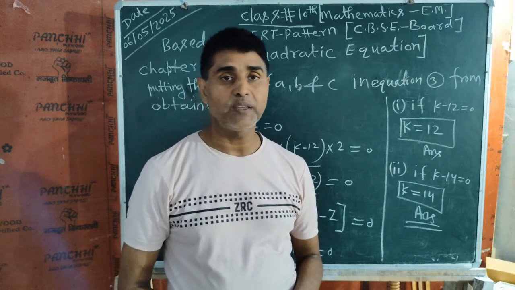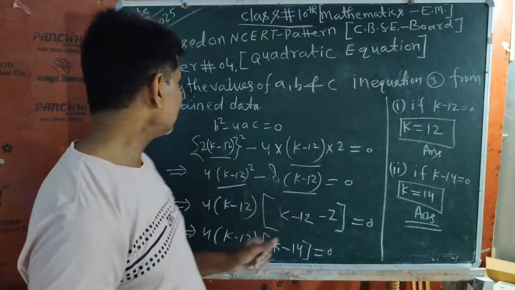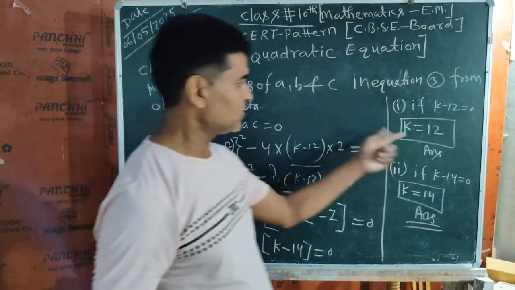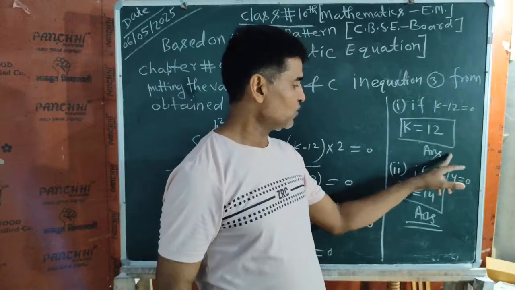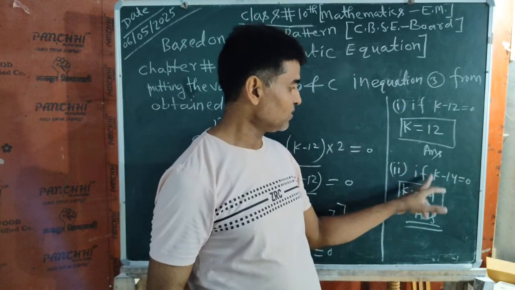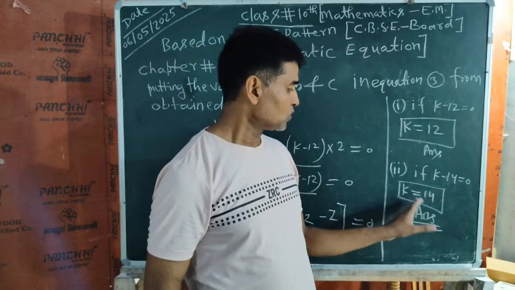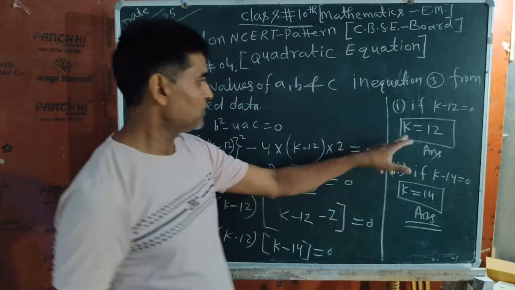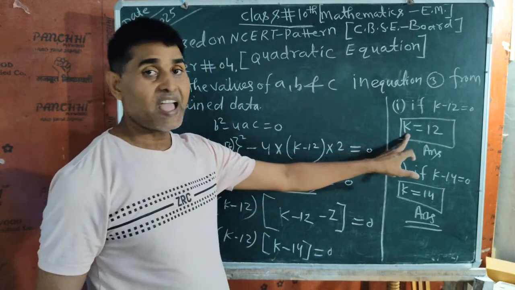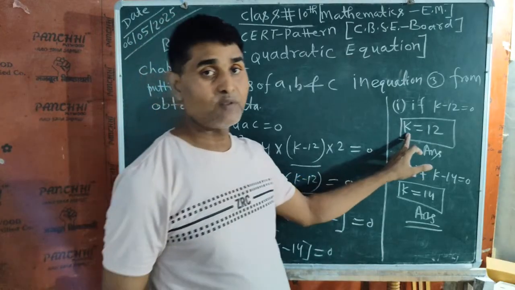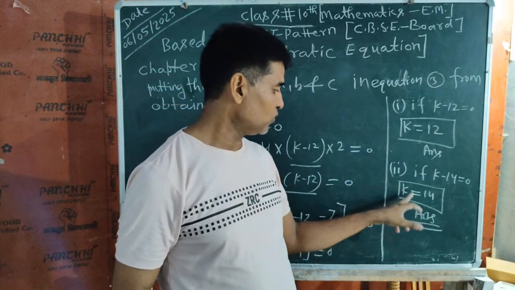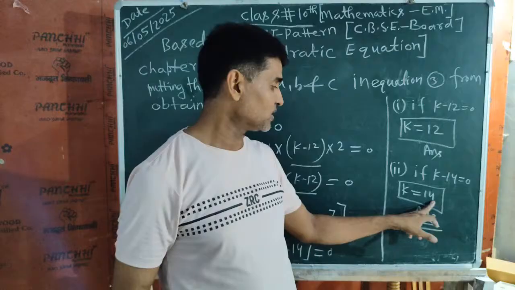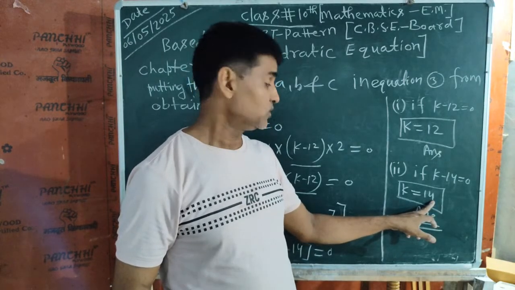After putting the value of a, b and c in the discriminant formula, that is b square minus 4ac, and after simplification I have got the value of k, which is equal to 12. This is one answer of the given quadratic equation, and if k minus 14 is 0, I will get the value of k equal to 14. Then I will put the value of k equal to 14 in the given quadratic equation, and after simplification the value of discriminant will be 0.